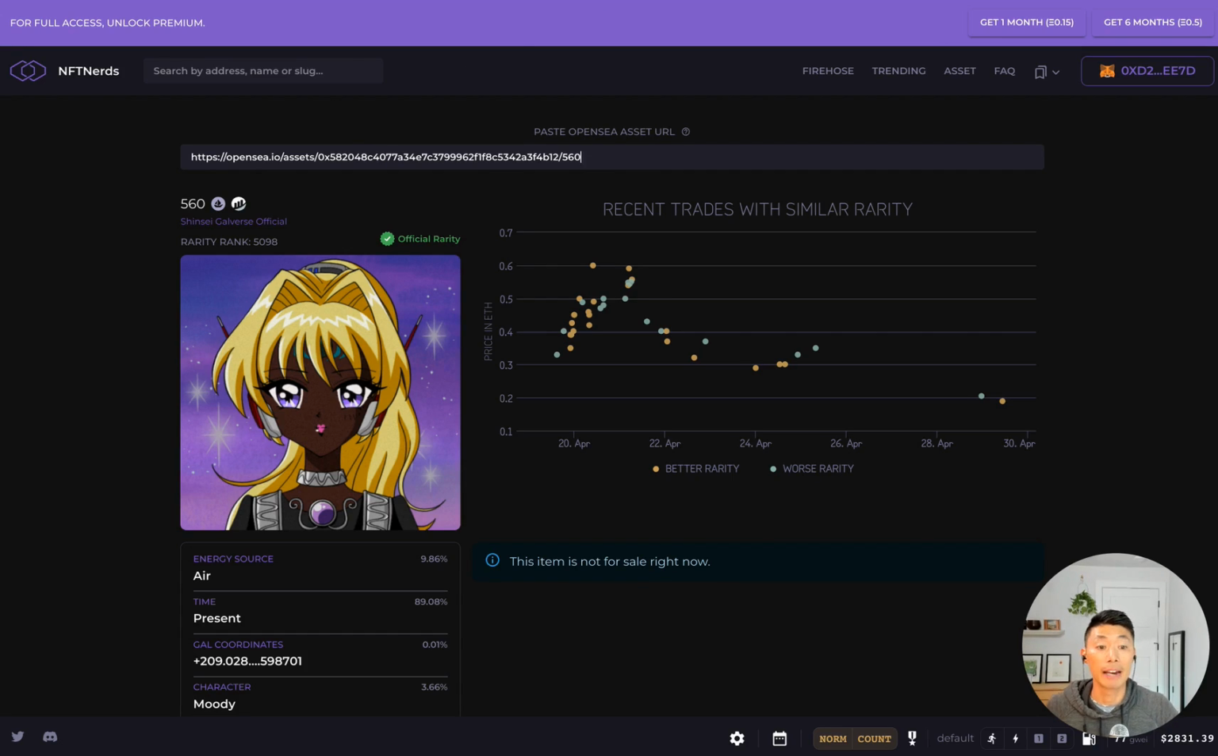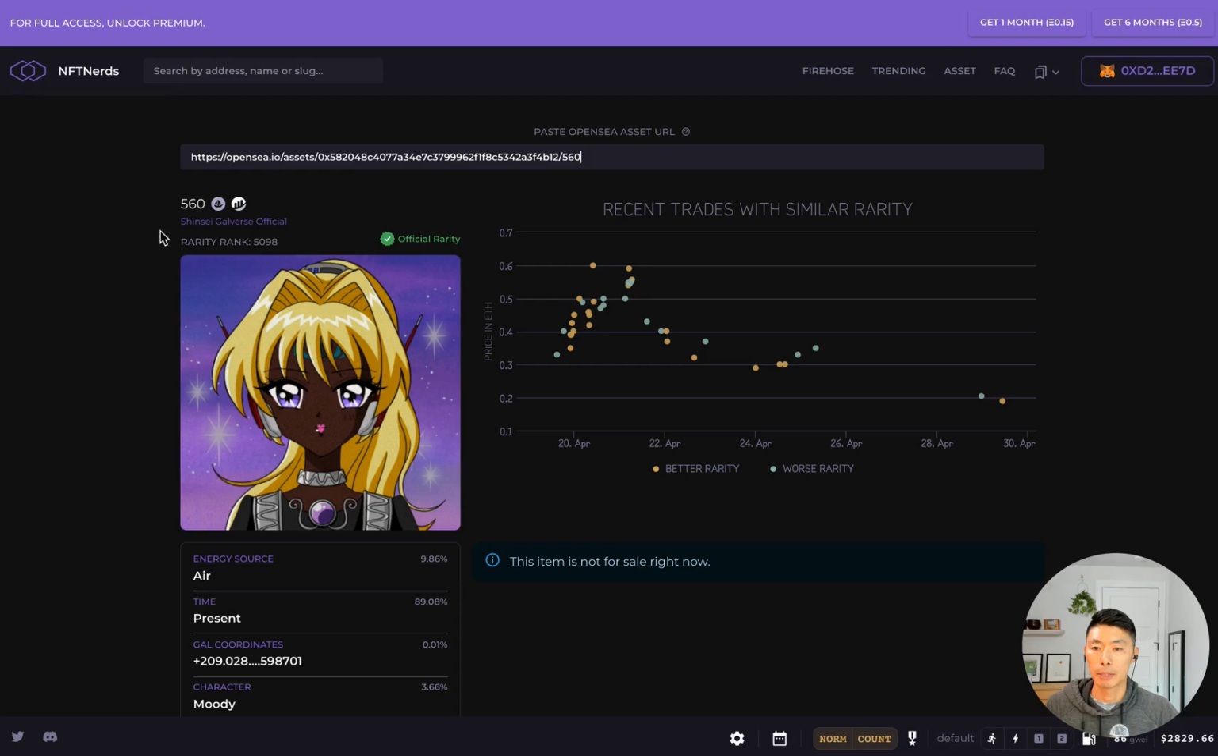And then another one I think is cool is NFT Nerd. So NFT Nerd, I've heard a lot of good things about. I don't have their paid tool, but one thing that I think is interesting is that they will show you, if you're looking to sell, what the market is for a particular rarity. So this is my exact Galverse that I got. What you do is you just drop in the URL of your NFT.